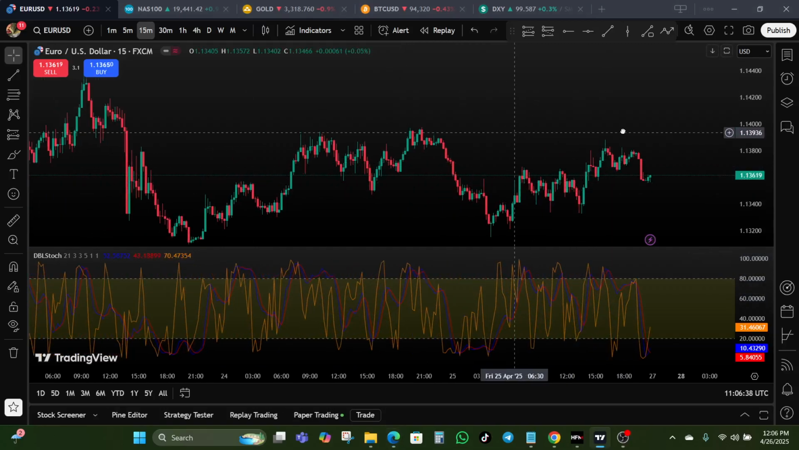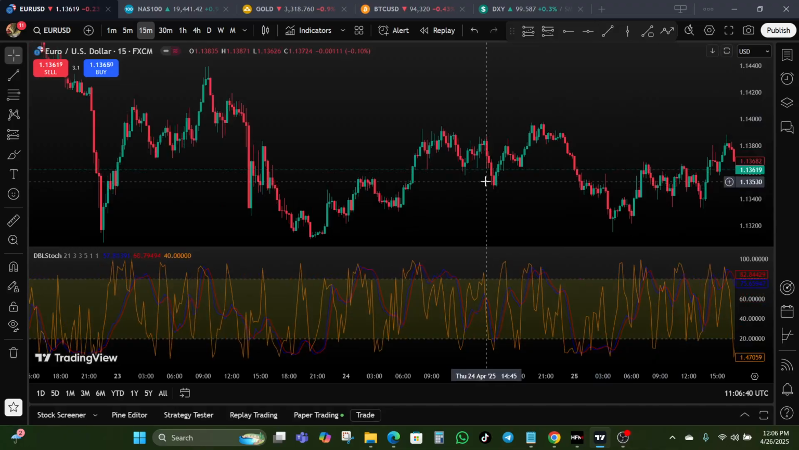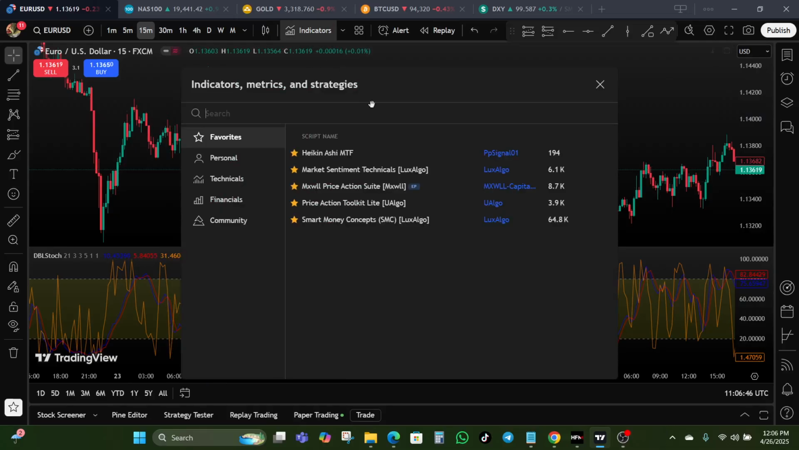Meanwhile, combine that with price action analysis, okay? And I recommend using it in a trending market. Now, let us just look at one more after that, okay?